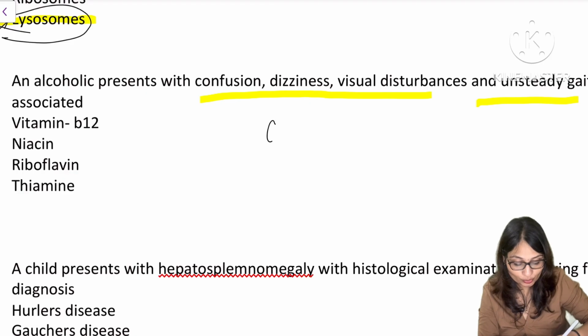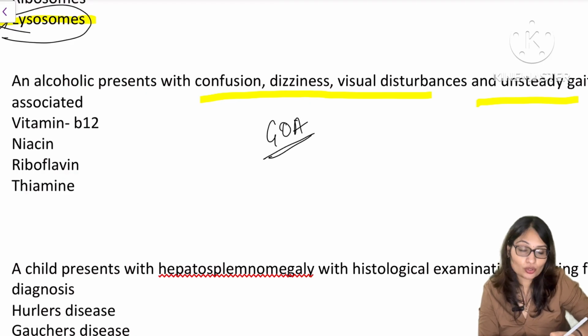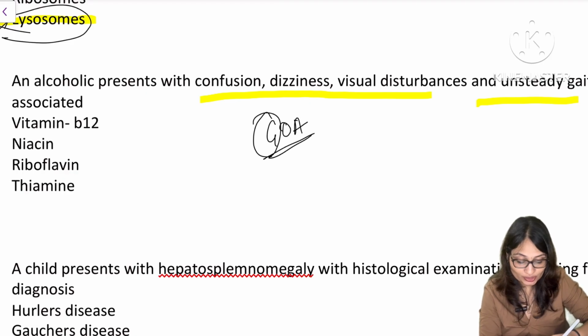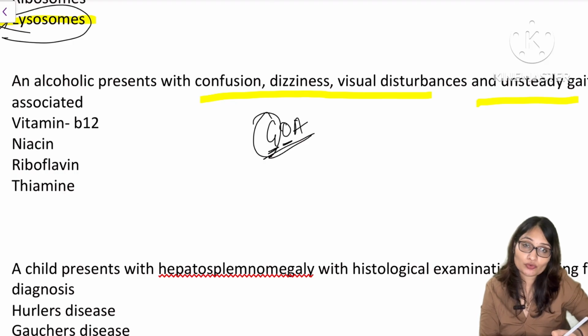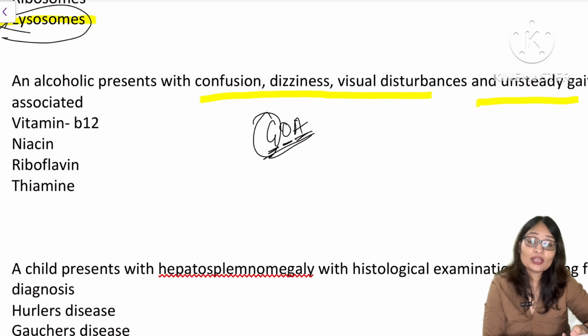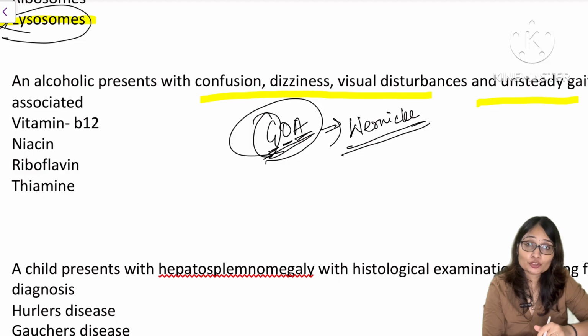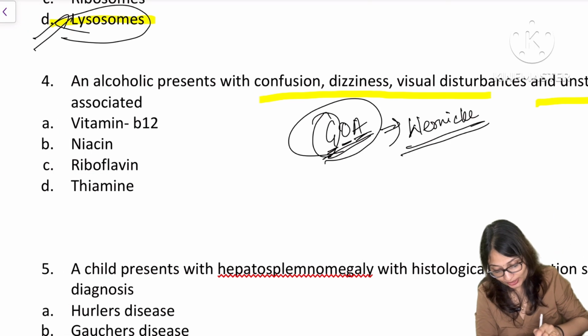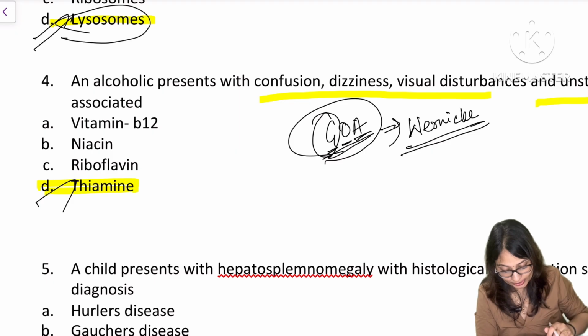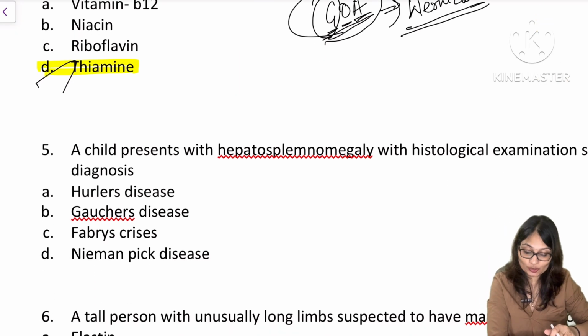So what is a mnemonic for this? GOA. What does G stand for? G stands for gait disturbances, O stands for ophthalmoplegia, and A stands for ataxia. So this GOA is associated with what condition? It's called Wernicke's encephalopathy, and that is associated with which vitamin? We all know it is thiamine. So the answer here is thiamine.